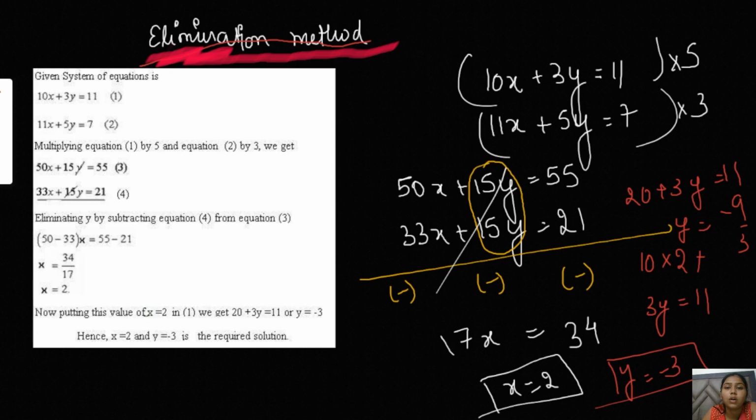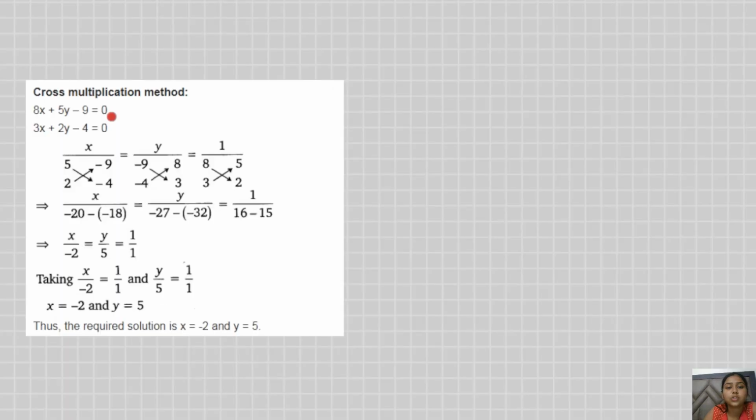Next is your cross multiplication method. What you have to do is make sure, like this is x, this is y, this is 1. So you can write it like this, b1 b2 c1 c2 a1 a2, and you will get it like this.